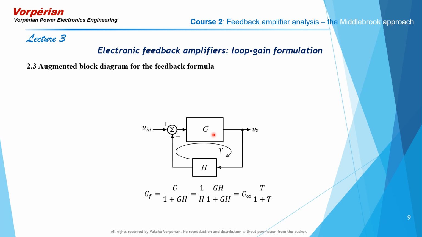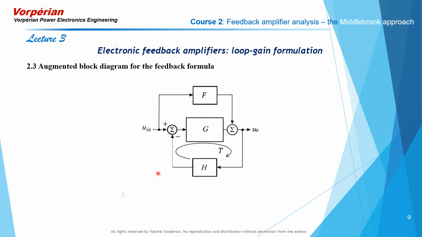Now we can capture that on this block diagram by adding a block F, which directly couples the input to the output as shown. And now for this block diagram, we can write the closed loop gain equals the original loop gain G over 1 plus GH plus F over 1 plus GH. And it is this one that corresponds to the general feedback formula, G infinity times T over 1 plus T plus G0 times 1 over 1 plus T.